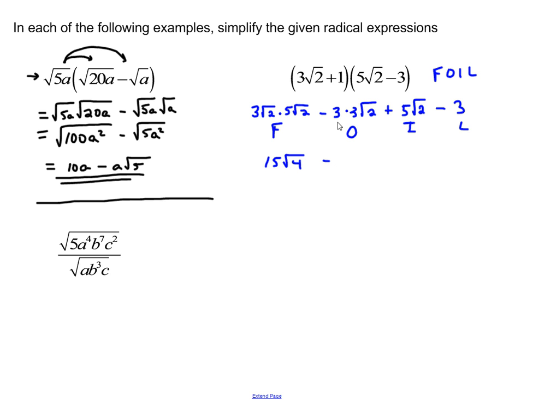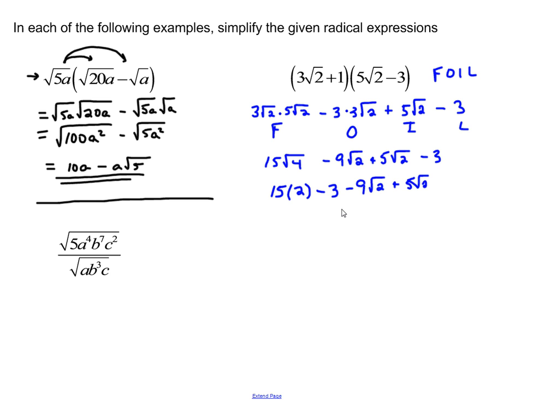My outer terms, 3 times 3 square root of 2 is 9 square root of 2. And we're adding 5 square root of 2. And we're going to subtract from all of this 3. Well, there's more that we can do because square root of 4 is 2. So this is like saying 15 times 2. I'm going to move my other constant up front here since there's no more radicals here. Minus 9 square root of 2 plus 5 square root of 2.